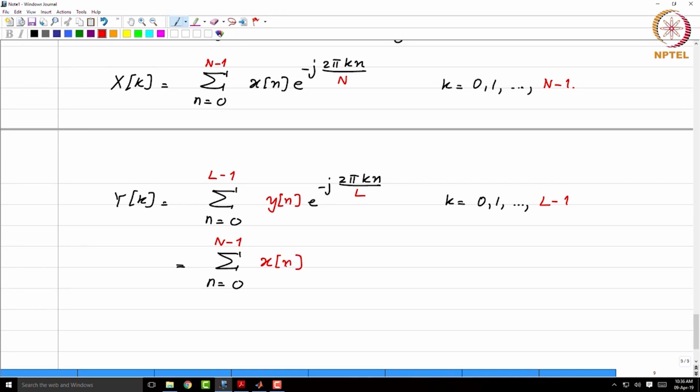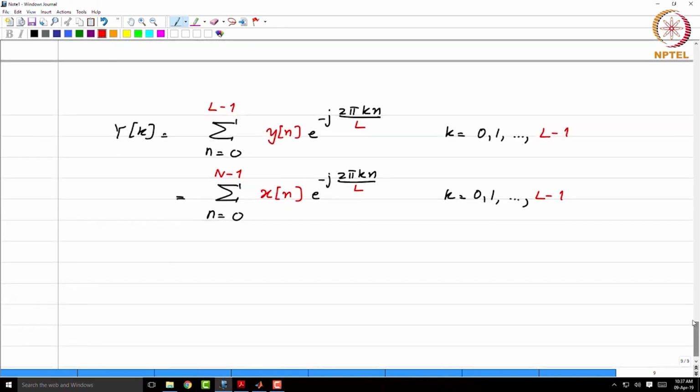So this is x of n e to the minus j 2 pi k n. This remains exactly the same. And therefore this is 0, 1 up to L minus 1. So this is exactly the same idea, but looking at it from the other point of view, that is we are starting from the time domain.